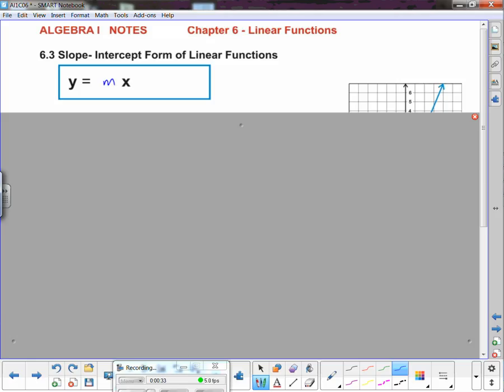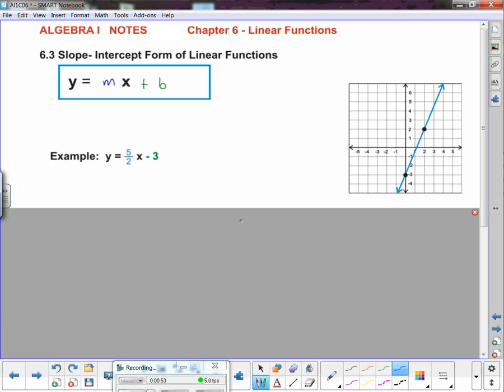The m, the slope, goes in front of the x. It's a multiplier of the x. It's the coefficient. And then after the x comes plus b, and write that in green. Plus b.